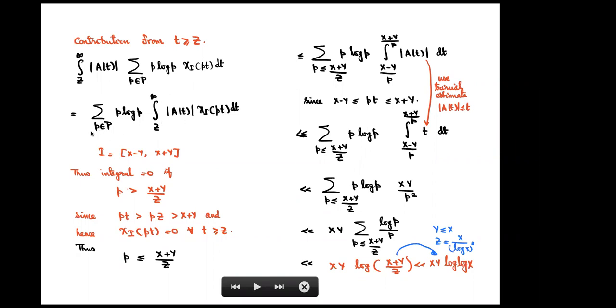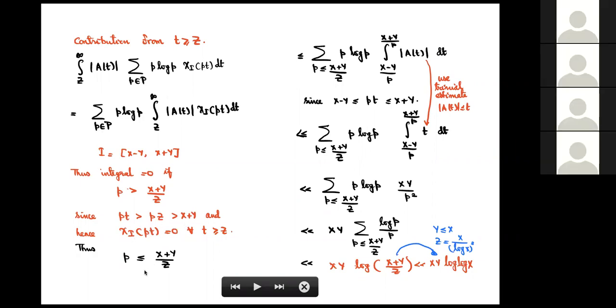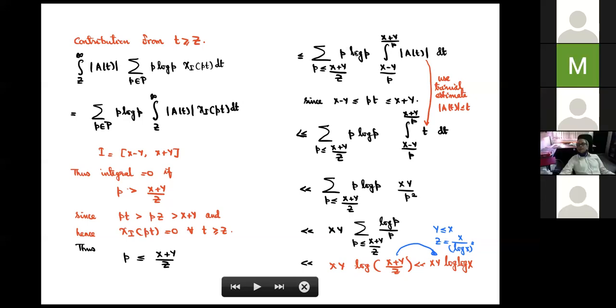Therefore, this outer sum is restricted to only those primes which are less than or equal to x plus y by z. For a prime that is greater than x plus y by z, the integral corresponding to that particular prime p will be 0, because p times t for any t greater than z will of course be outside the interval I, and the characteristic function will read 0. Okay? So your primes here are now restricted to x plus y by z. Therefore, your sum here is over p less than or equal to x plus y by z.